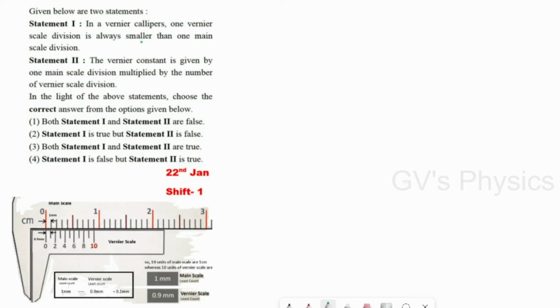To check this condition, we'll take an example of a standard vernier caliper. This is the main scale and below that is the vernier scale. On the main scale, each division represents 1 millimeter, so we can write 1 MSD is equal to 1 mm. In the same way, on the vernier scale each division represents 0.9 millimeter, so 1 VSD is equal to 0.9 millimeter. From these values we can see that a vernier scale division is always smaller than a main scale division. So the first statement is correct.